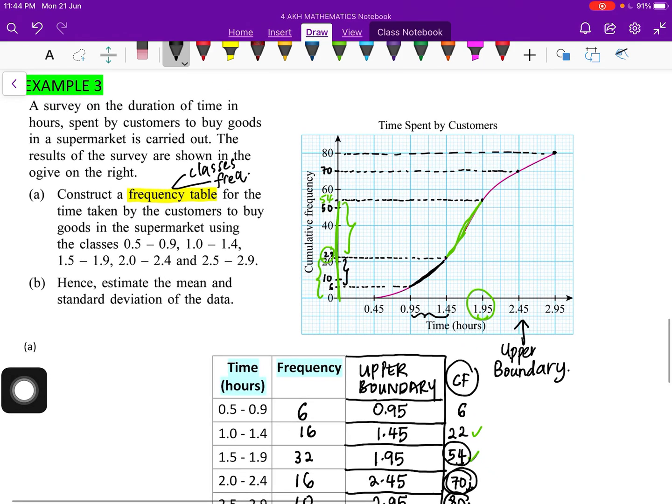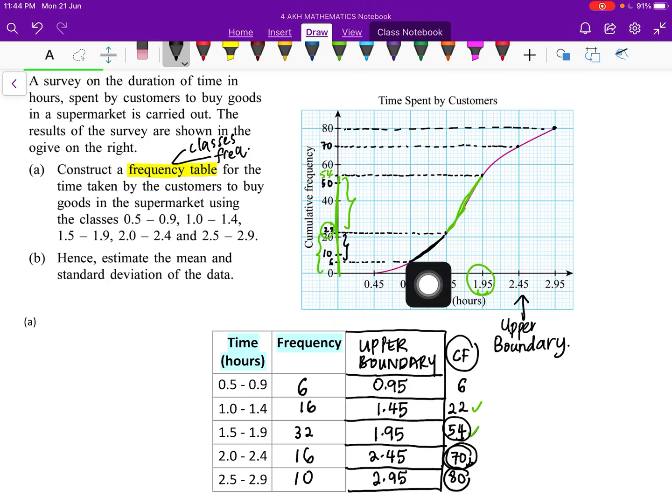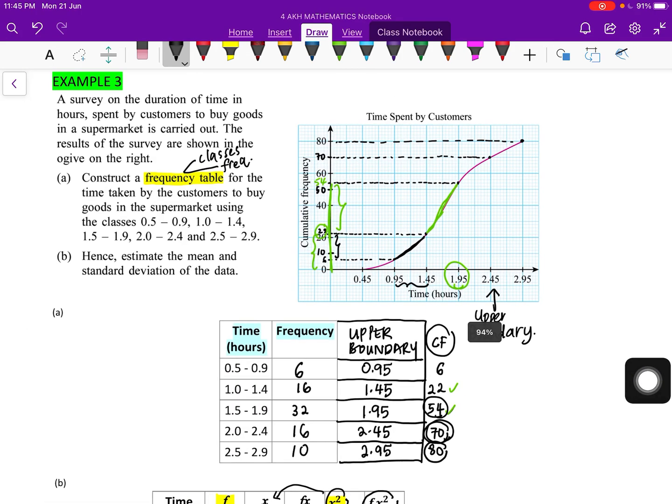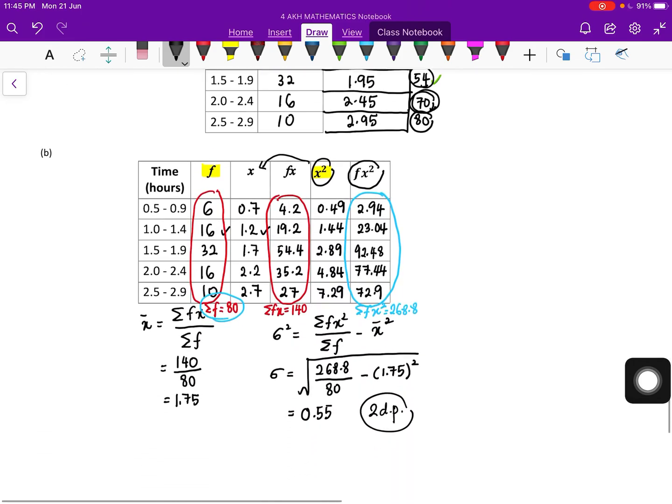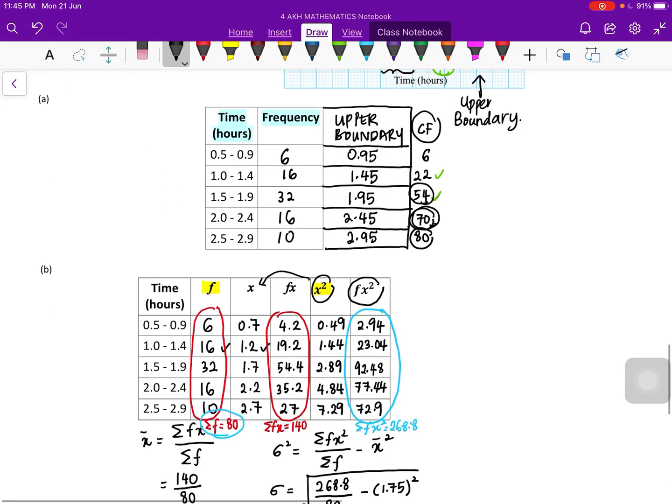Okay, so here dia hanya nak uji kamu. In example 3 is how well you understand your ogive. Okay, sebab kita belajar from frequency table into ogive. Okay, now the question, give you ogive, you have to come up with the frequency table. So dia patah balik. Okay, so that is the last learning standard for the day.